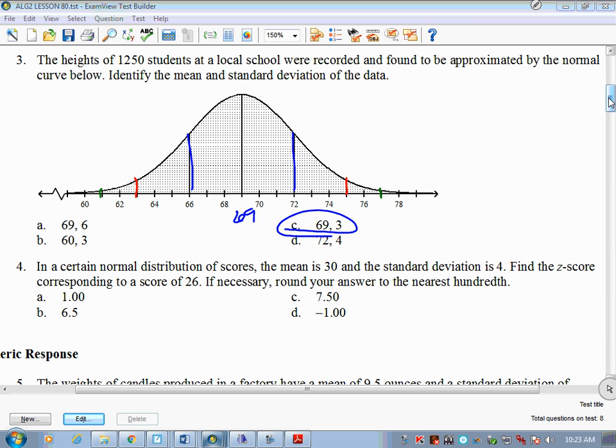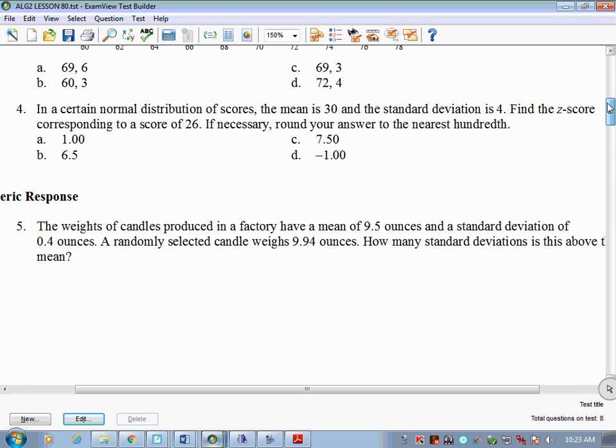All right, now they're going to start talking about z-scores, right? And z-scores we actually have to have a formula for, right? Does anybody remember what that formula was? X minus mean divided by standard deviation. Okay, great. So you guys have that.